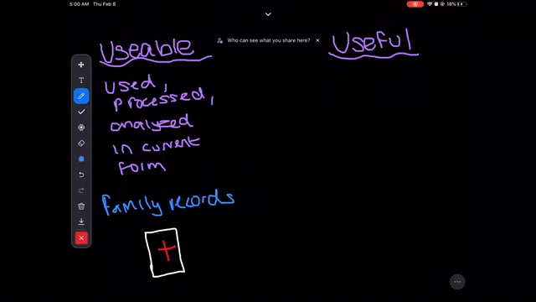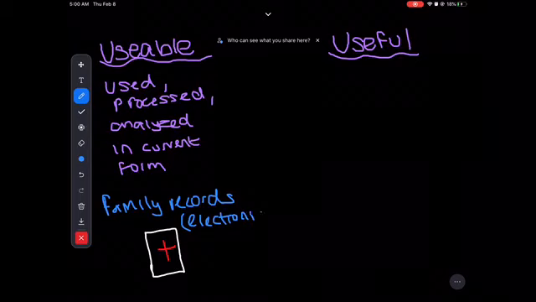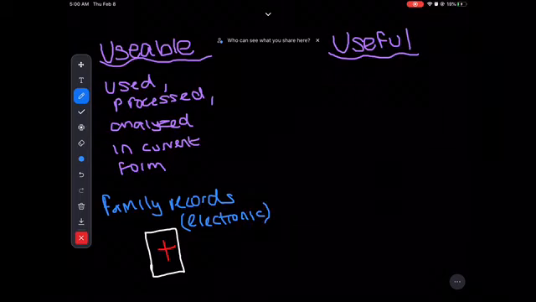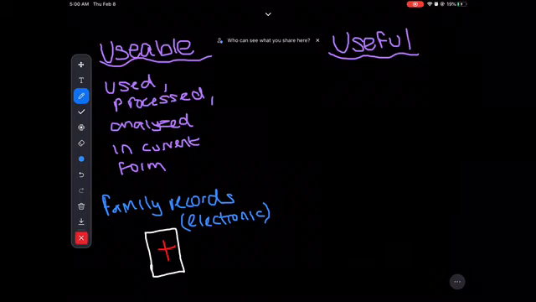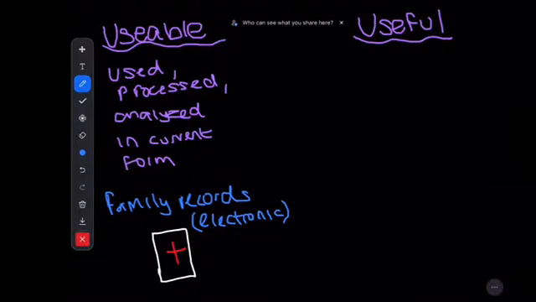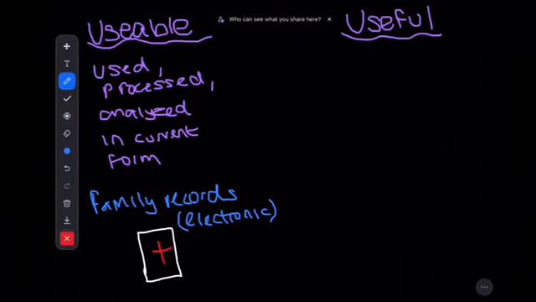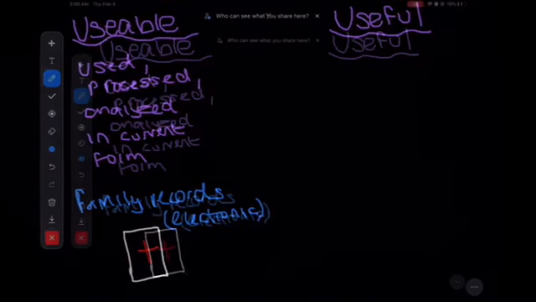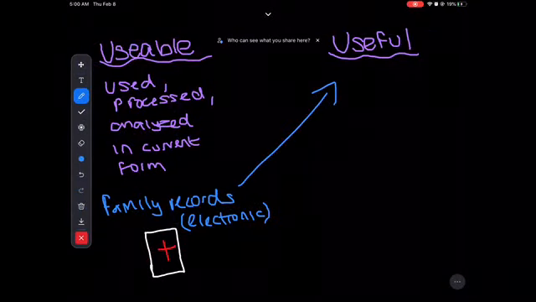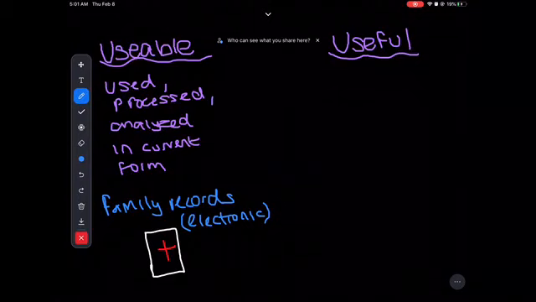Now this can be usable because we can use all of our patients' history, their family history and things, and analyze them, look through them to come to possible diagnosis or stuff like that, which can also come under useful, as we'll be talking about later. But yeah, okay. Now, let's take a look at useful.